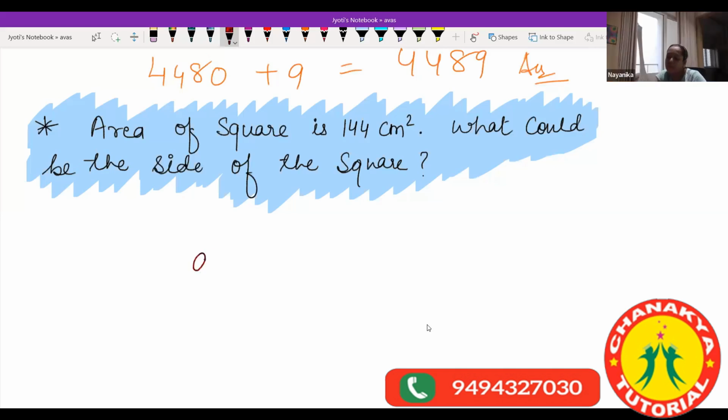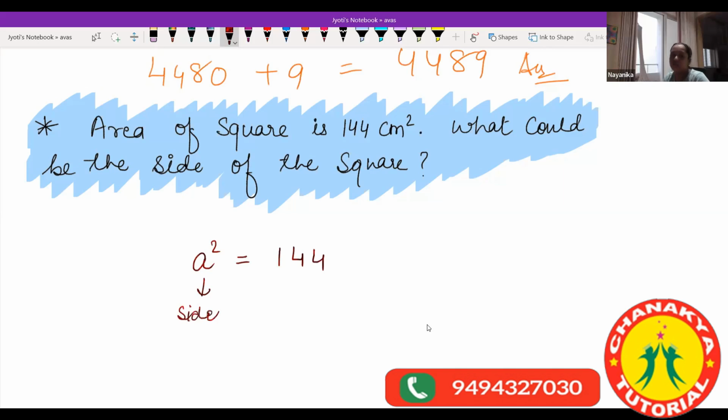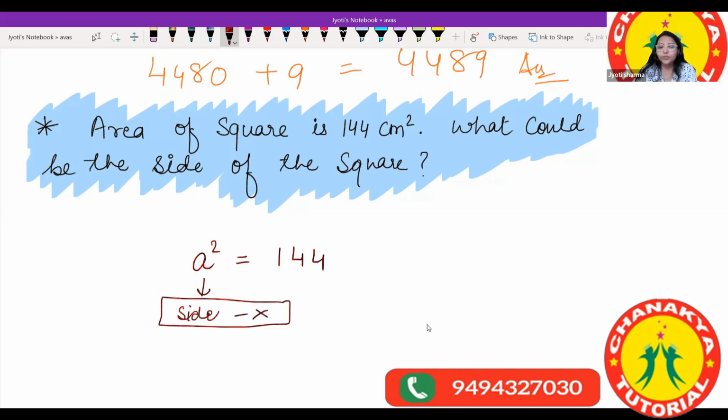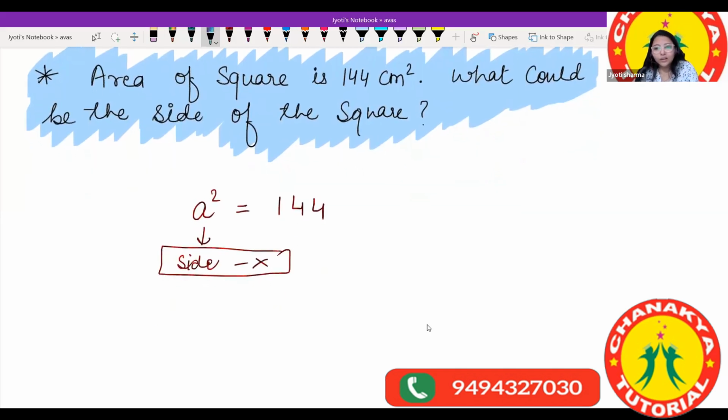A square, side into side. But this time, the area is given, the side is not given. Right? This time the side is not given to you. So how do we find it? We know how we can find the area, or how we can find the square. We multiply a number by itself. But what if we need to find the square root? Here also, we will be learning all the methods. We are going to learn so many methods here.